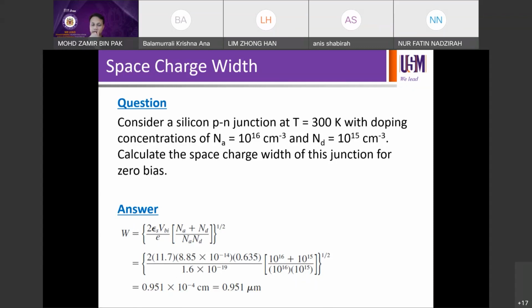For example, if you're not given any VBI value here, you can just calculate using VBI equals VT ln NA ND over ni squared, just like what we did in the previous example, right? So that should give you 0.635 as your VBI, over Q, the electron charge, times the whole product of Na plus Nd over Na Nd, and then you square everything, and that will give you a W of 0.95 micron, okay?